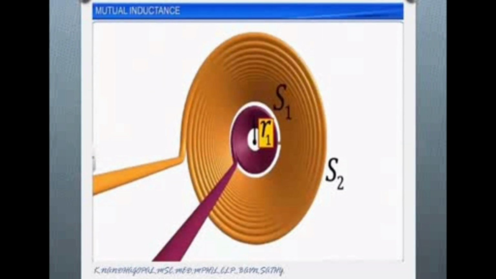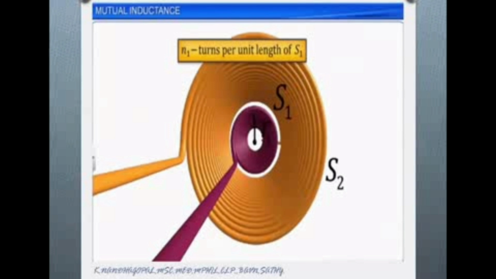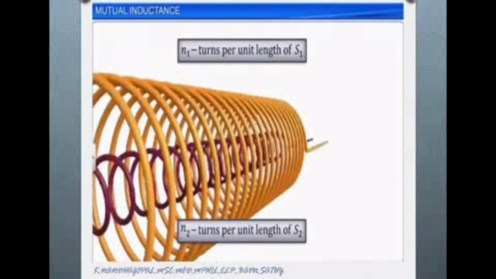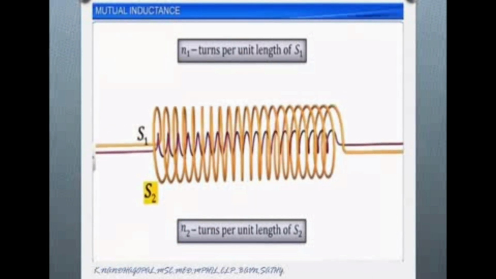And see that area, that is radius R1 for the inner side coil. The number of turns is N1. And S2 is the secondary coil, R2 is the radius of the secondary coil, N2 is the number of turns of the secondary coil S2. So these are two coils.